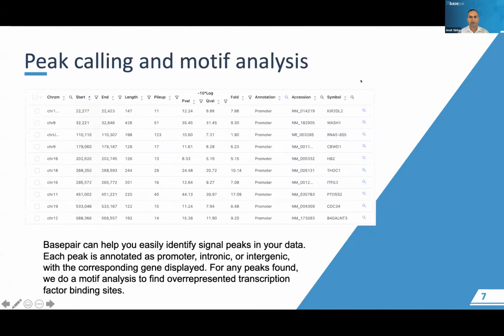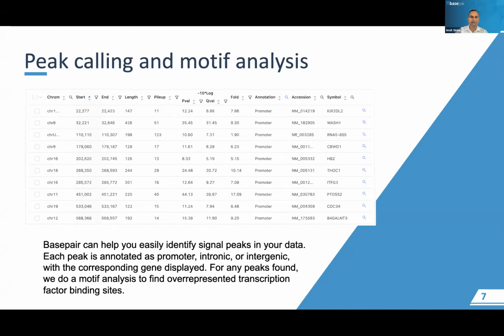So the next step is, once we have this clean data, we believe it, and the numbers all look good, then we subject it to a peak calling analysis, where we are trying to find the regions where there is an excessive signal compared to the background or to the control sequences, as the case may be. So in this case, the result itself is just a table. We will look at the visualization shortly.